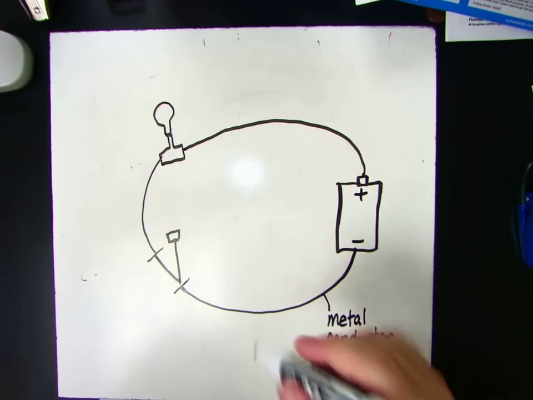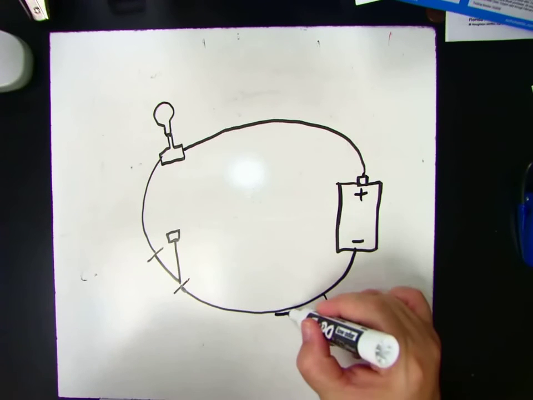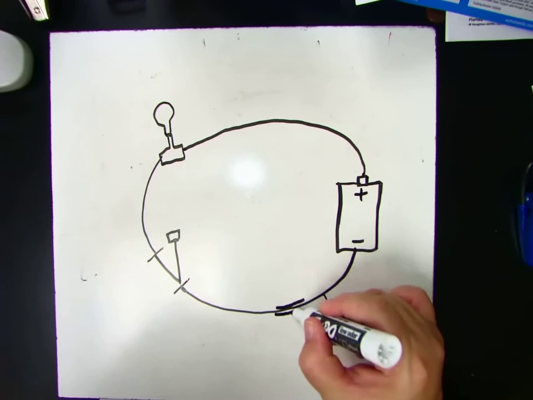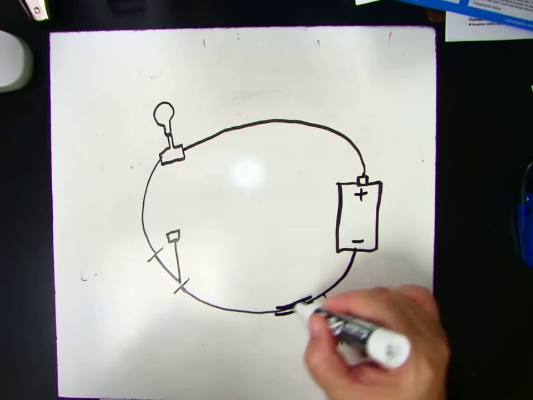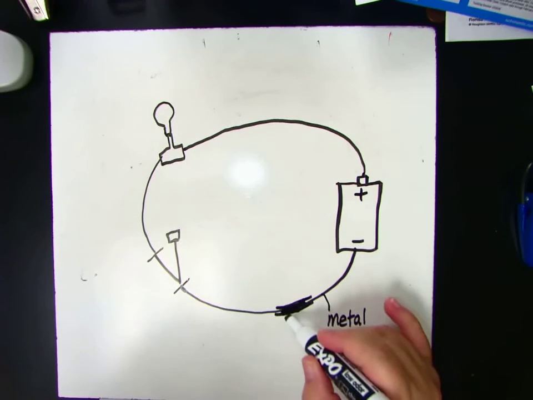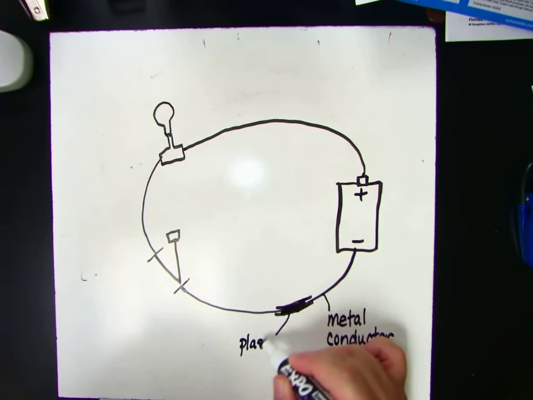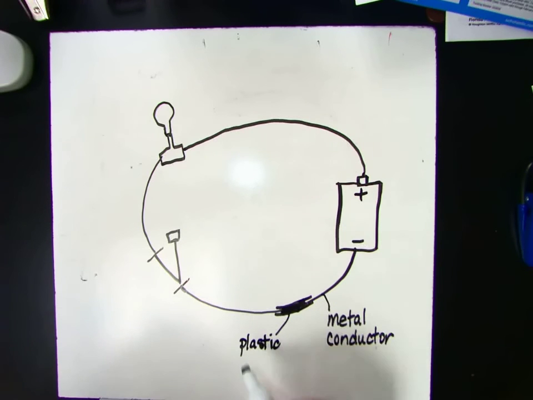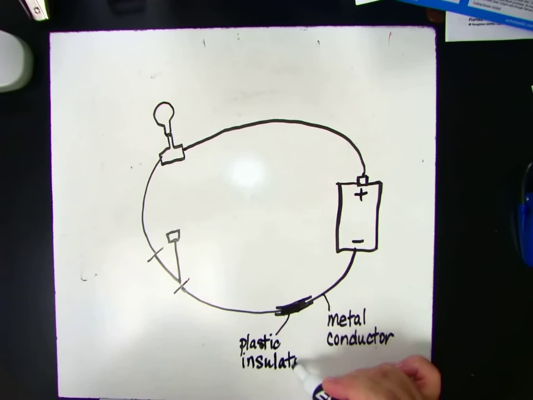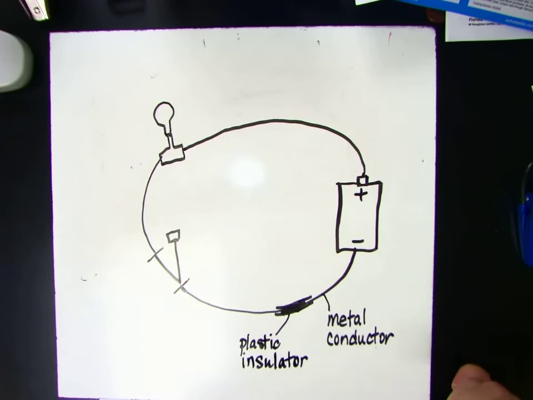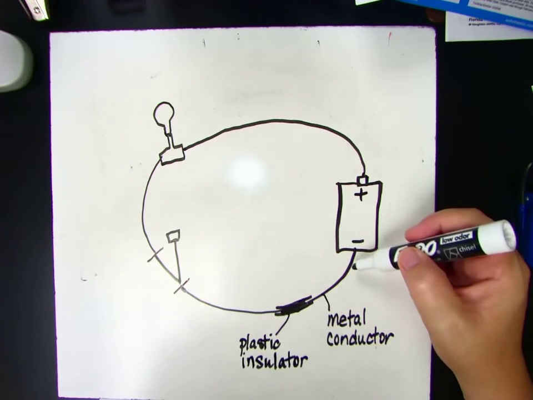And then the coating on the outside of the wire, we peeled back some of the plastic coating. That coating is there for safety, and it can be plastic or rubber. That plastic coating is called an insulator. And what it does is it keeps the electricity inside, and so it insulates the conductor.